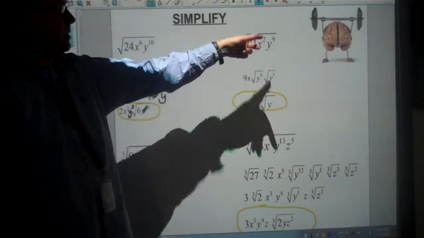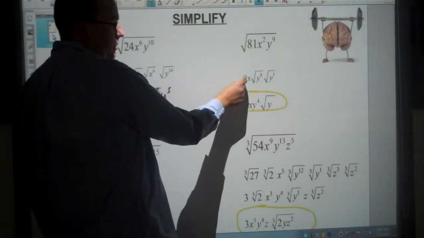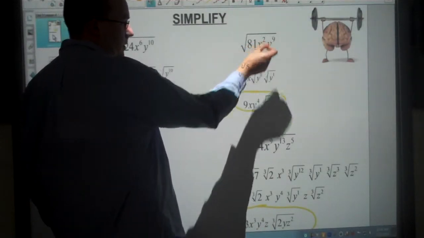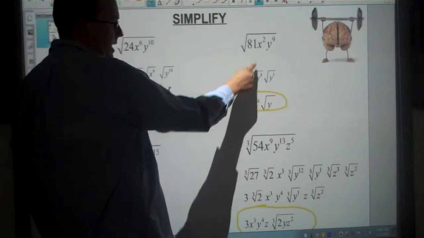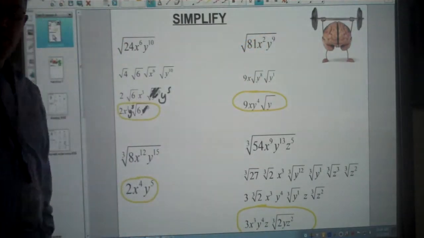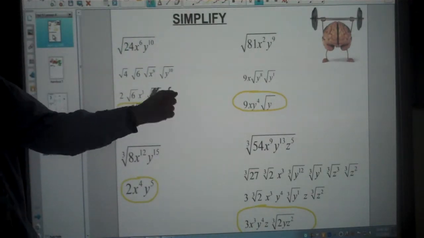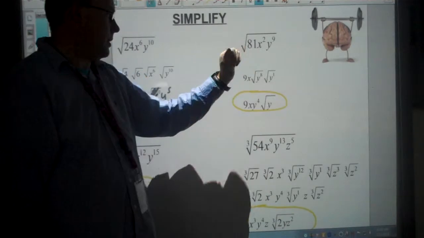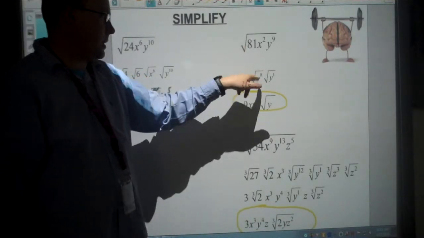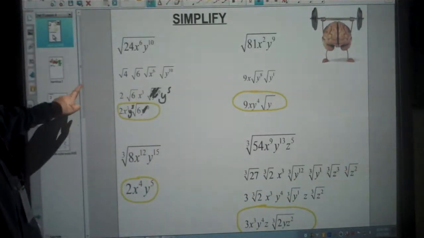Now over here for 81, x squared and y to the 9, in 81 we can work out straight away, it's 9. The square root of x squared we can work out straight away, it's just x, because 2 divided by 2 is 1. 9 doesn't divide by 2 perfectly, so if we count up in 2s, 2, 4, 6, 8, 10 would be too high. So y to the 8 and y to the 1, and then if we just half this exponent, we get y to the power of 4, and then there's nothing we can do with that one.